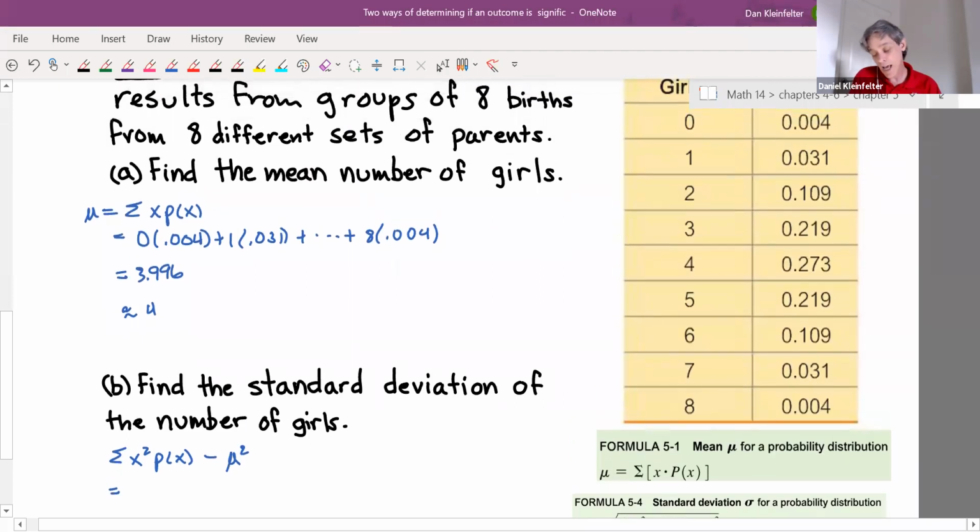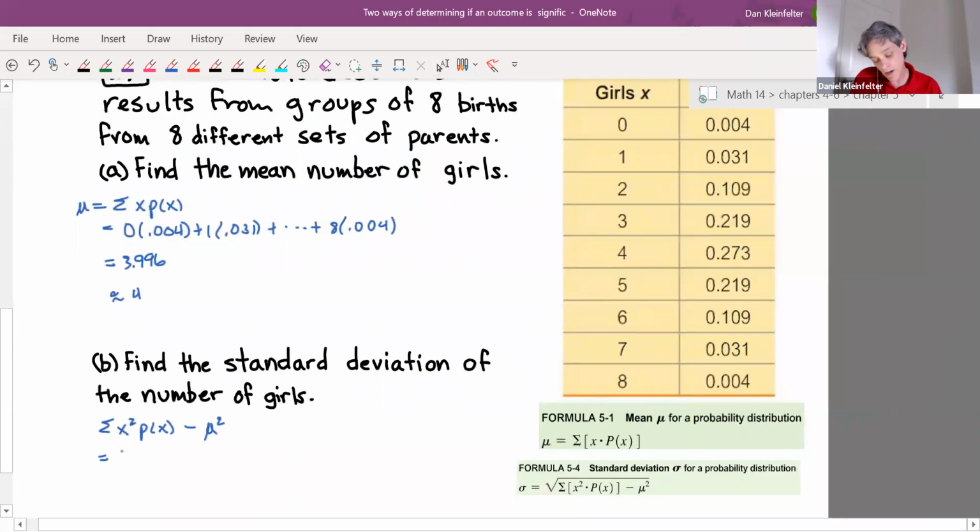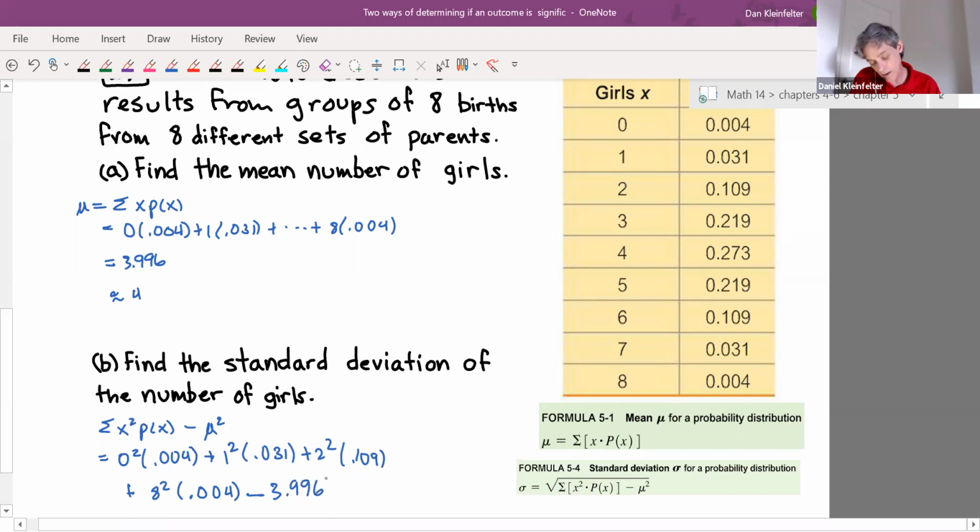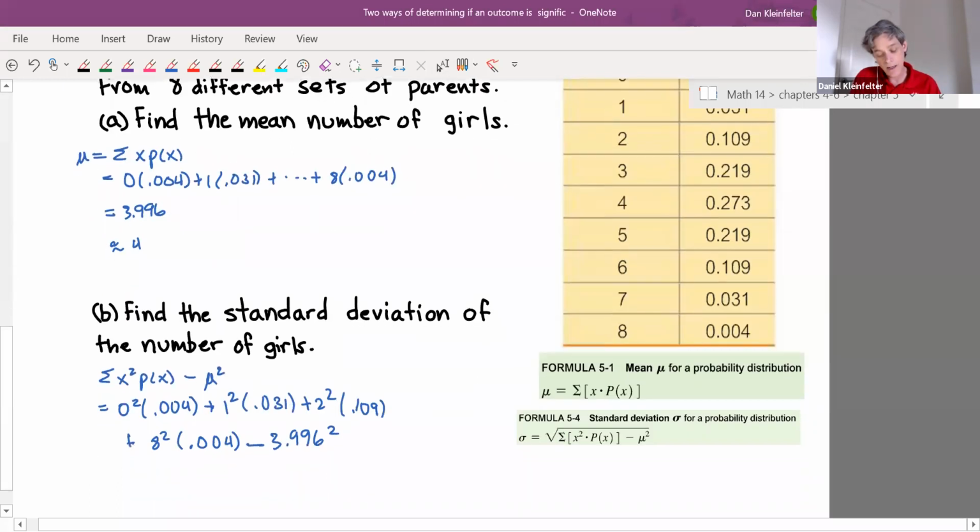Okay, so each x squared times a p of x. So 0 squared times 0.004, and then 1 squared times 0.031, and 2 squared times 0.109, and then we'll go all the way down to 8 squared times 0.004. And then at the end, we'll have in the back minus the mean squared. And here I'm going to use the non-rounded version, the 3.996 squared. Okay, so let's go ahead and get that next.